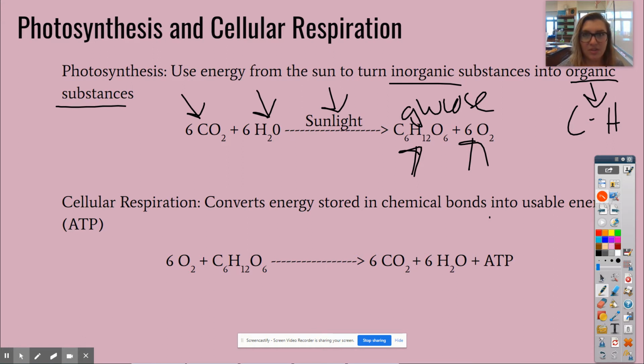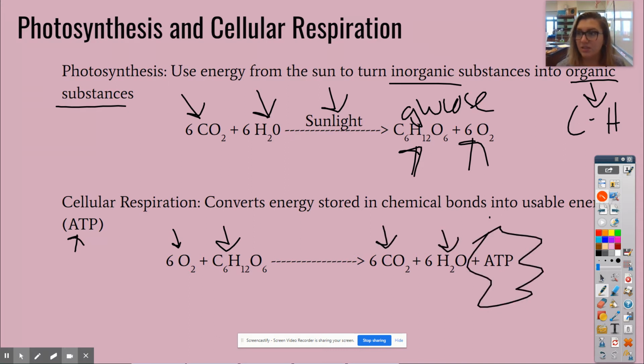Cellular respiration. This is how we get energy from the food we eat. It happens in both plants and animals. Remember, this happens in the mitochondria. It converts the energy stored in the chemical bonds of food into actual usable energy, which is called ATP. It's basically the reverse of photosynthesis. So we have oxygen and glucose, and in our mitochondria, it breaks them down into carbon dioxide, water, and ATP, which is energy.